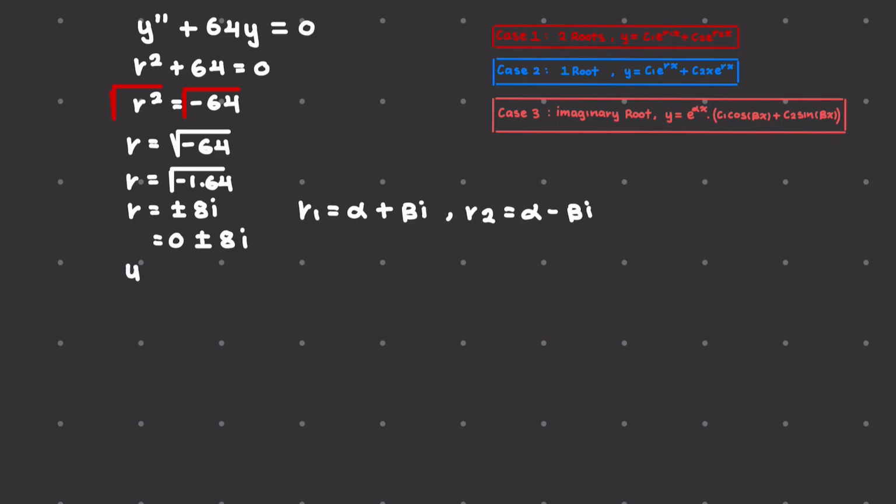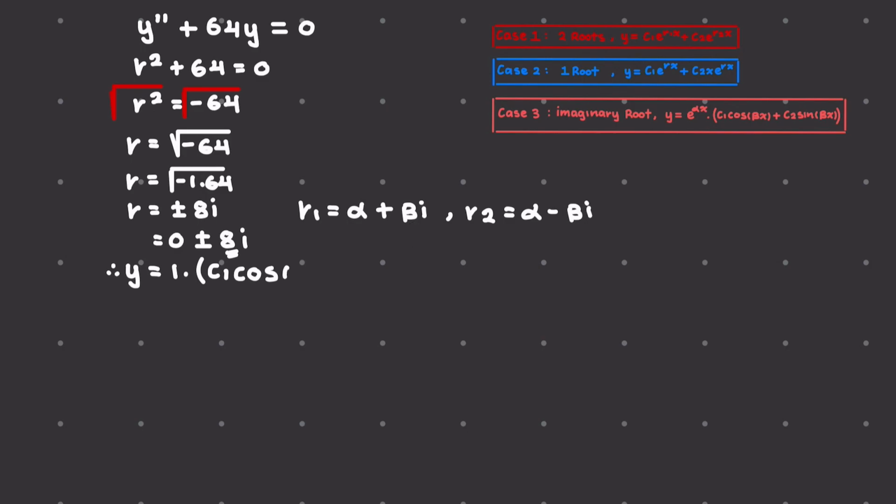We know that the general solution for case number 3 is y = e^(alpha x), okay? And we know alpha is 0. So e to the 0 times x will just be 1, okay? So let's just write down 1. And inside the bracket, c1 times cosine of beta x. And we know beta here is 8, you see here, beta is 8.